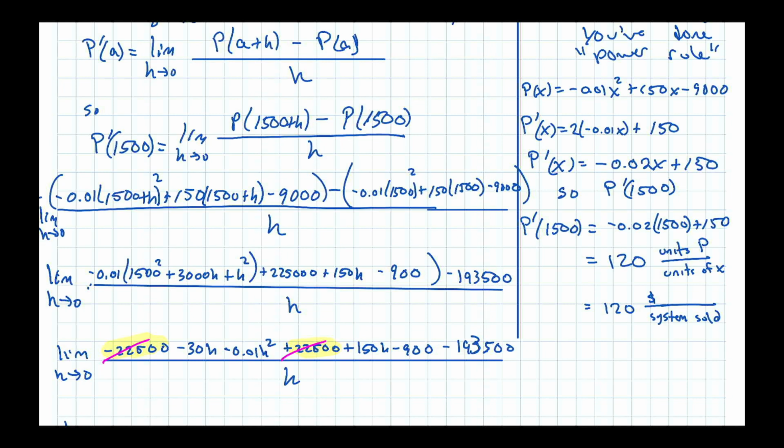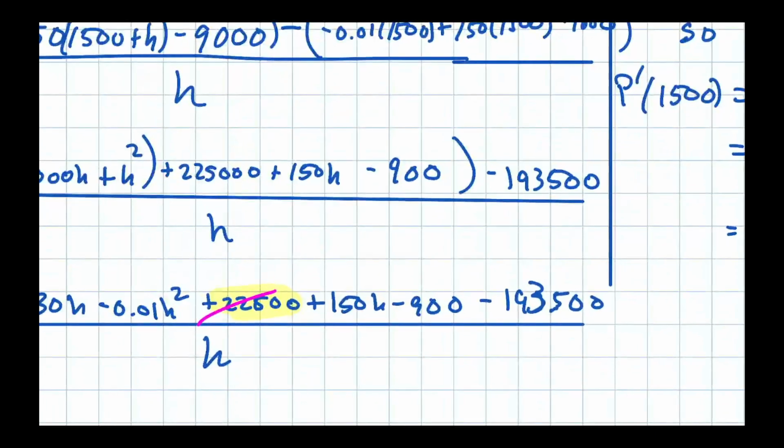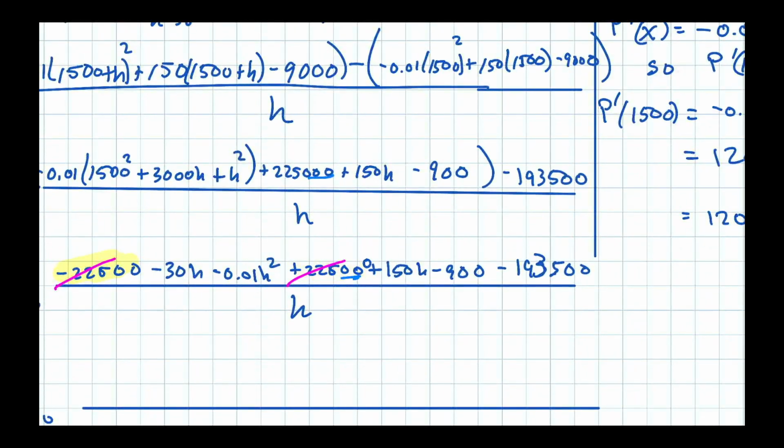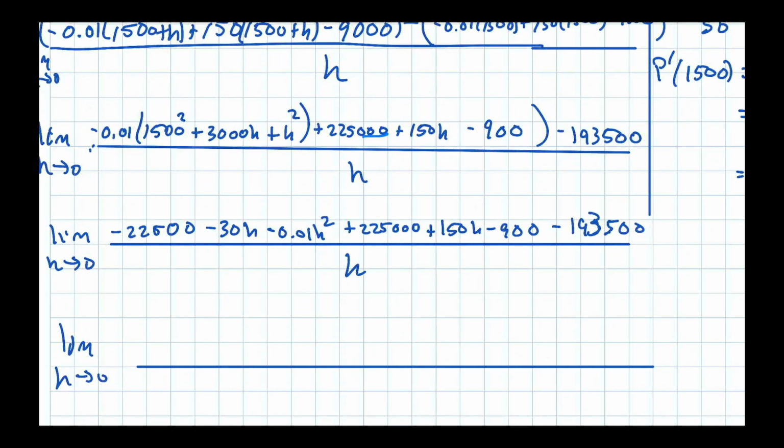So let's see, this was 1500 squared times 0.01, which is 22,500. That's right. Now, was this right? 1500 squared plus 3000H, H squared, 150 times 1500. Let me check that. These are issues with zeros: three zeros, two zeros. That's what I did wrong. I just wrote this wrong. There's an extra zero there. So those don't cancel. I canceled them, but they don't cancel. This was 225000, and this one's only got two zeros, this one's three zeros.